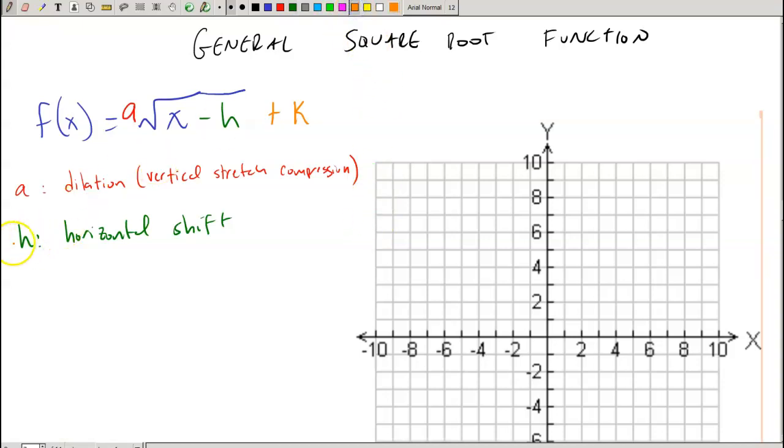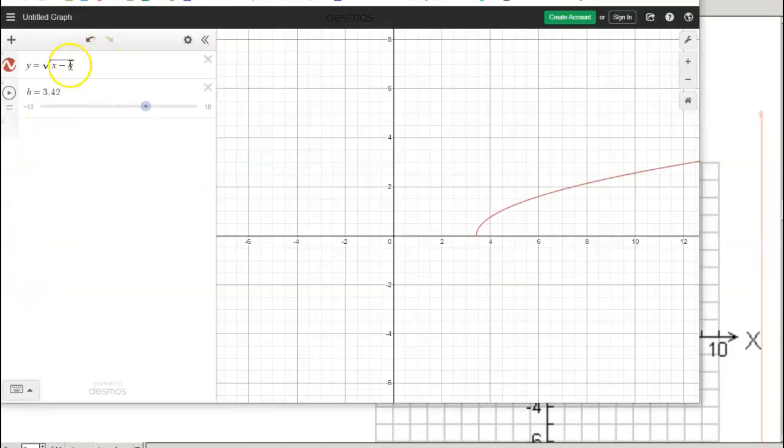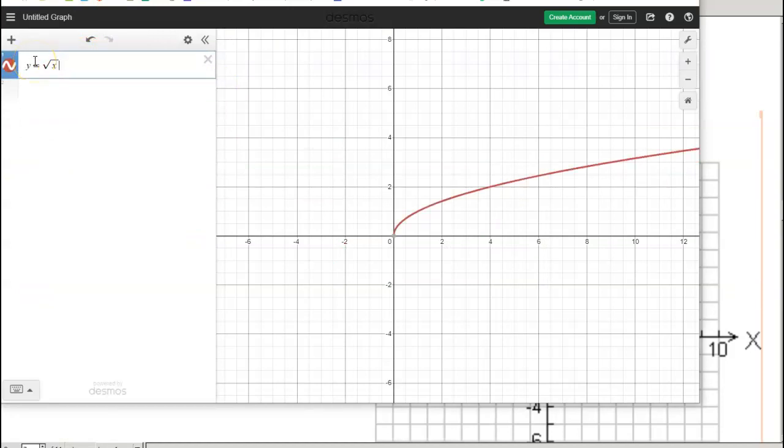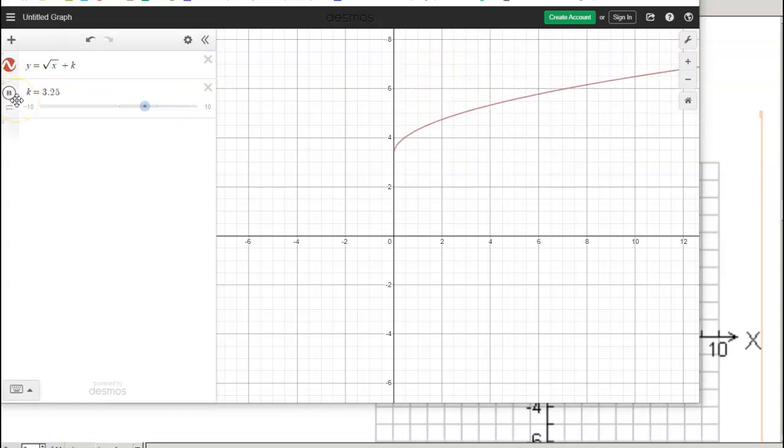All right, so the last thing is k. What is k having an effect on? So if we go here and now I take this away, let's take out the h and let's just put in the plus k, add a slider, and we animate that. You can see that k is just shifting up and down. It's just taking the parent function and translating it up or down.